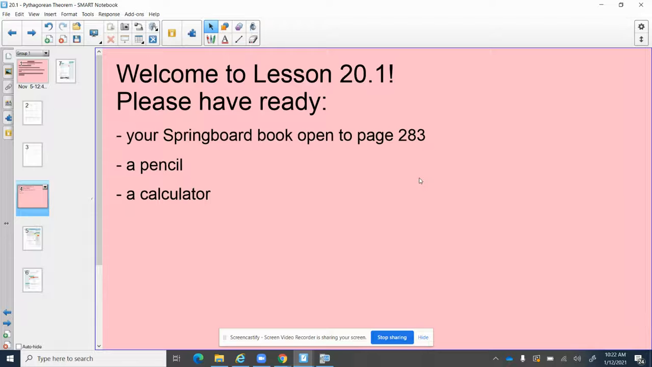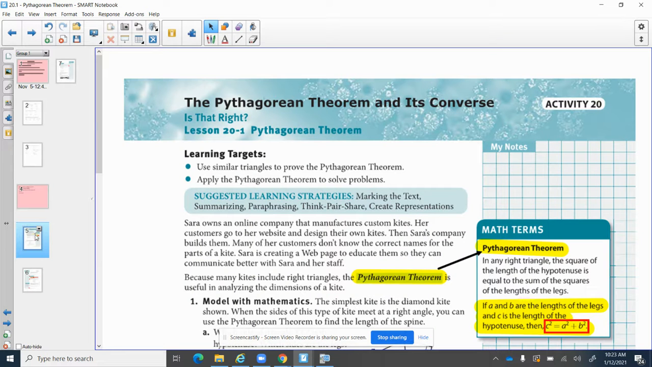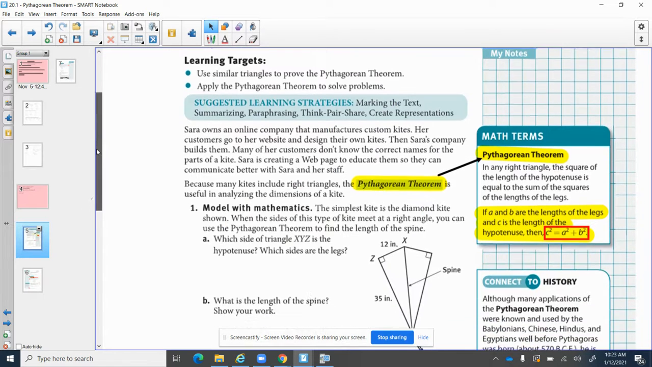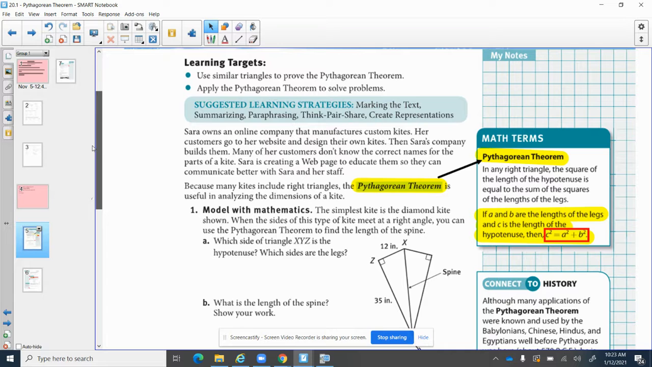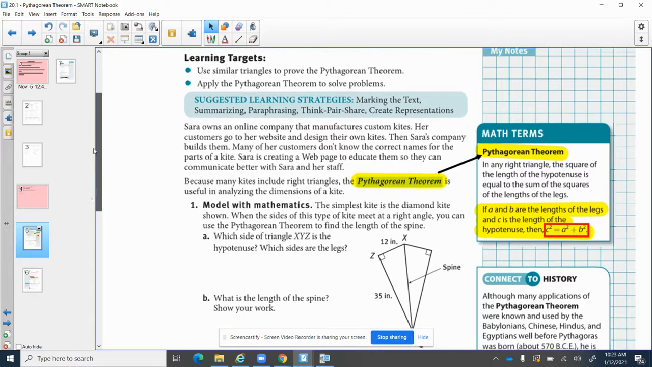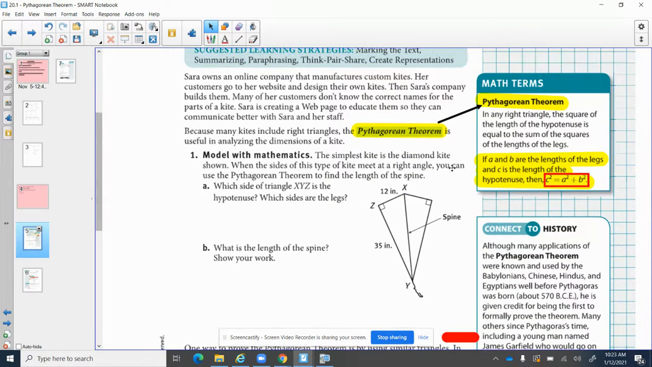Hi everyone, and welcome to lesson 20-1, the first lesson of second semester, starting on page 283 in your Springboard book. You are definitely going to want a pencil and probably a calculator today. We are talking today about the Pythagorean Theorem specifically. We've talked about it a little bit before in prior lessons last semester, but we are going to get into how to use the Pythagorean Theorem and some wording with it.